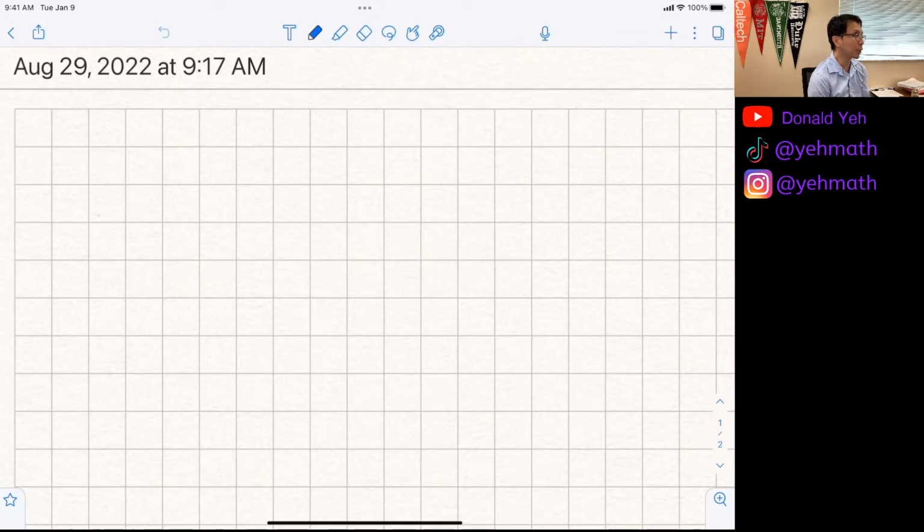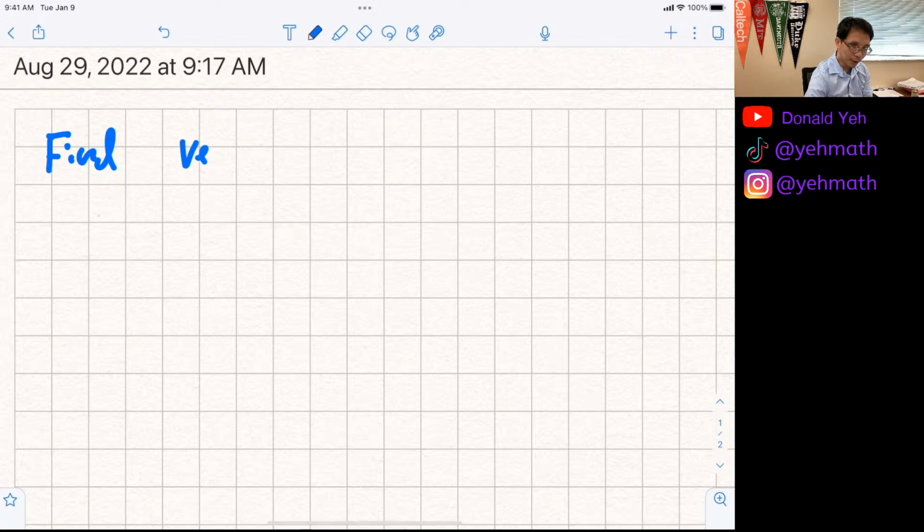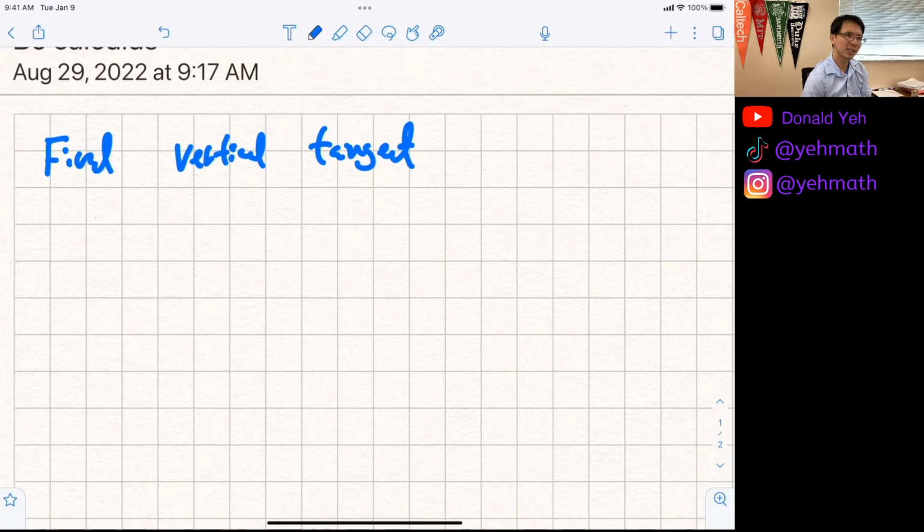Okay, so first application: do you know how to find several things? Let's start with finding a vertical tangent. We talked about vertical tangent already. What is a vertical tangent? Slope equal to 0? That's horizontal. This is okay, that's horizontal. Vertical, that's vertical.